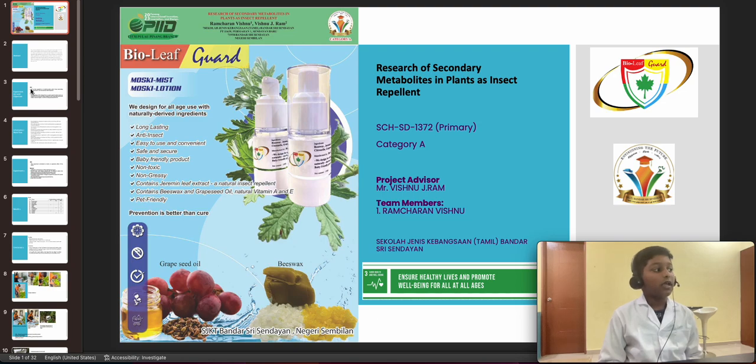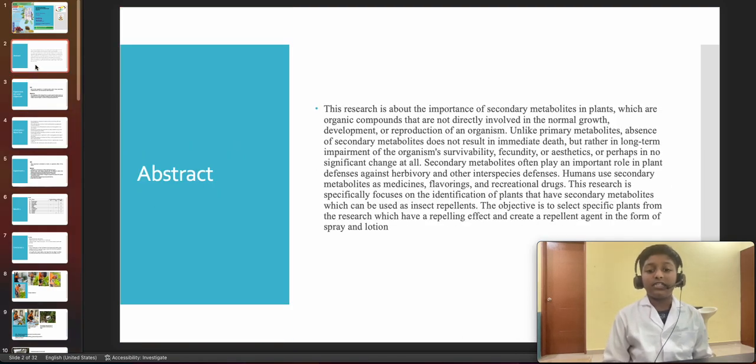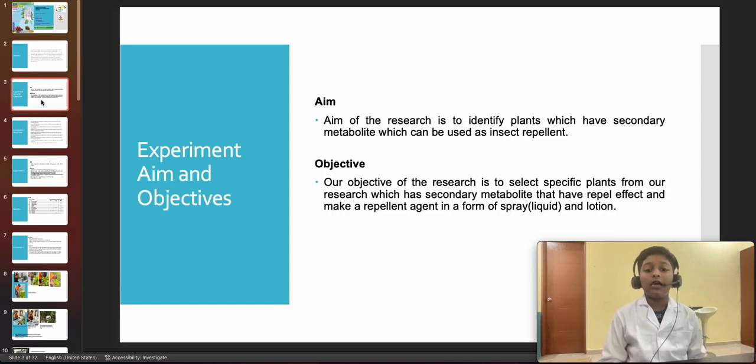Nowadays, as we all know, some insects carry many serious diseases such as dengue, malaria, and many more. Cases caused by insects have increased in recent years and reached a high mortality rate. So I have decided to do something beneficial for the community.